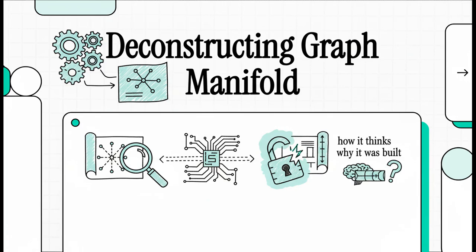All right, today we're doing something a little different. We're not just looking at a piece of software, we are going full-on forensic. We're going to crack open the digital blueprints of a system called Graph Manifold to figure out how it thinks, how it was built, and, the really big question, why it was built this way. So, let's get our tools out and start the investigation.